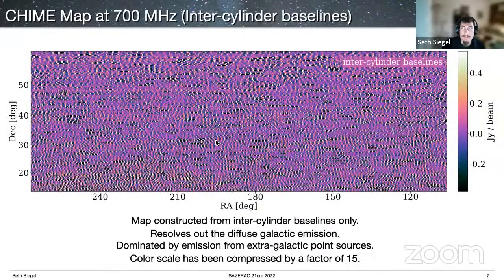This is the same frequency and field, but now I've constructed the map from only baselines consisting of feeds on different cylinders. The color scale has been compressed by a factor of 15. The long east-west baselines resolve out the diffuse galactic emission, leaving primarily the emission from extragalactic point sources. We hit confusion noise around 100 millijansky.